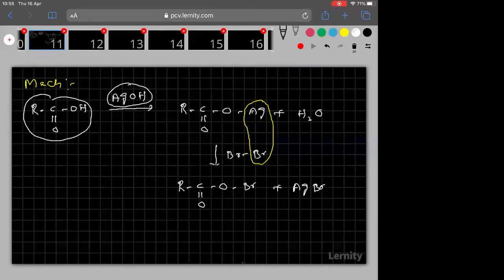Did you copy the mechanism up to here? RCOOBr plus AgBr is formed. Remember, AgBr is a yellow colored precipitate. Precipitate reactions are irreversible, as I mentioned already. Now see clearly, between oxygen and bromine a bond is there. This bond is very weak. Why? Oxygen is a very small atom, bromine is a very big atom. So between a small and a very big atom, the bond will be weak.